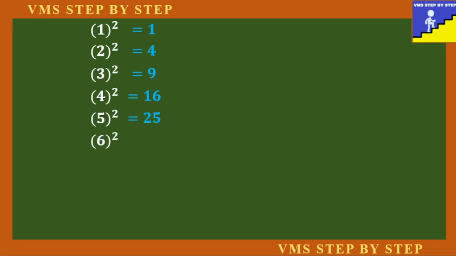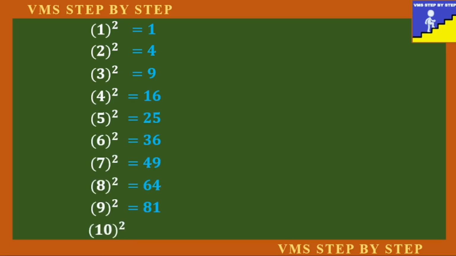1 square is 1. 2 square is 4. 3 square is 9. 4 square is 16. 5 square is 25. 6 square is 36. 7 square is 49. 8 square is 64. 9 square is 81. 10 square is 100.